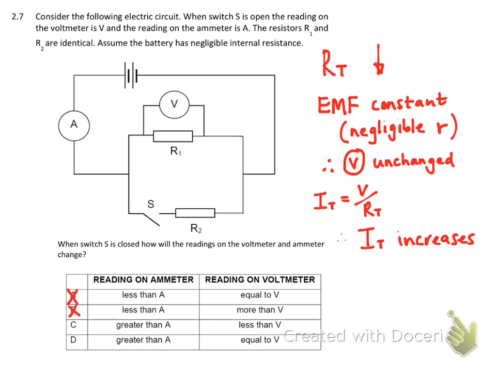So that means A and B can't be correct because they both say that the reading on the ammeter will decrease. C has the correct answer for the ammeter, it will be greater. But option C says that the voltmeter will decrease, and that's not true, so that's not the correct option, which leaves us with D, an increase in the current and a constant voltage reading.